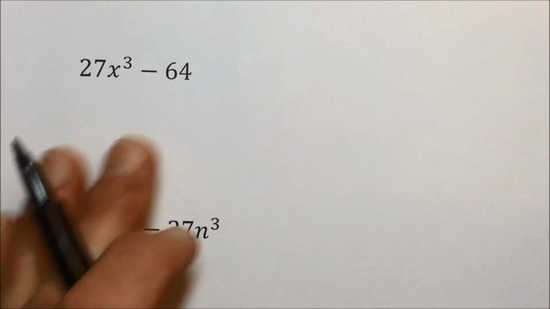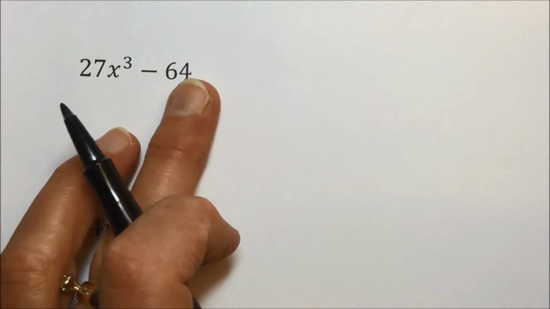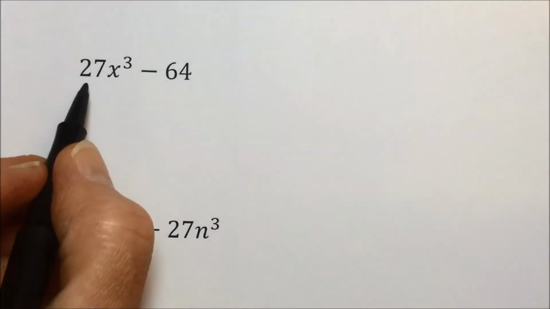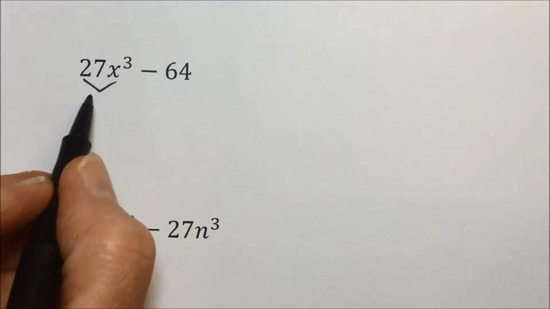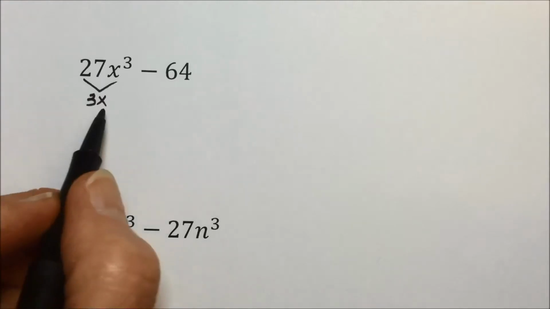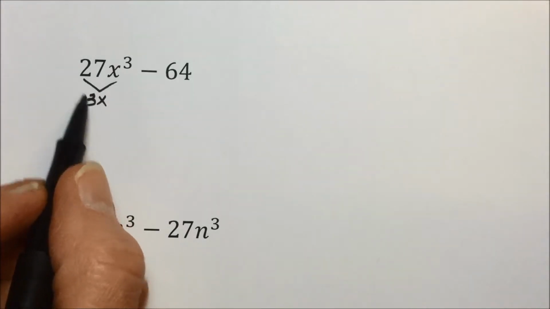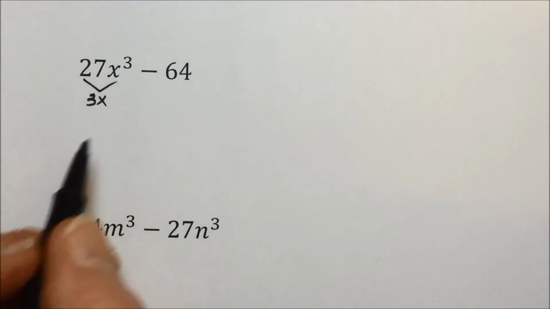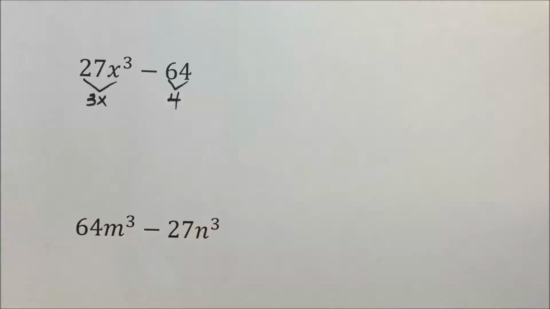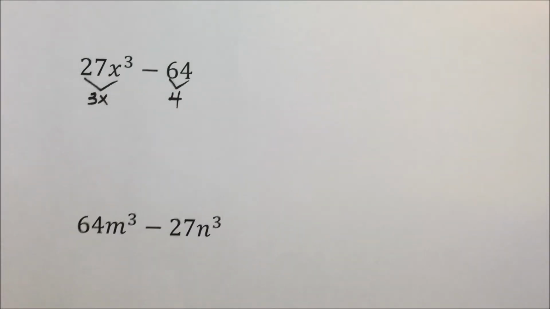In this next example, it's two terms. It looks like a difference of squares, but 27x to the third is not a square. Is it a difference of cubes? 27x to the third is 3x, the quantity raised to the third power. If you take 3x times itself 3 times, you'll generate a 27x to the third. And 64 happens to be 4 to the third power as well. So we do have a difference of cubes.